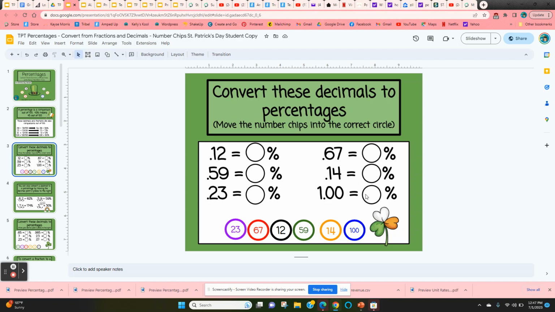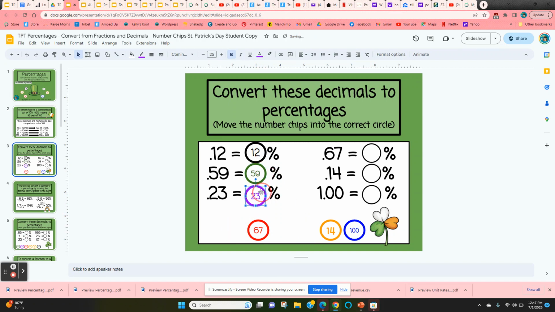So if they get toward the end and numbers aren't working, then they know they've made an error and they need to go back and check. So this slide's pretty easy. It's a good practice slide for the students to move the chips. So all they need to do is click and hold on the edge, and while they're holding, then they can move this into place. So these are very simple: 59%, 23%, and 100%, so on.